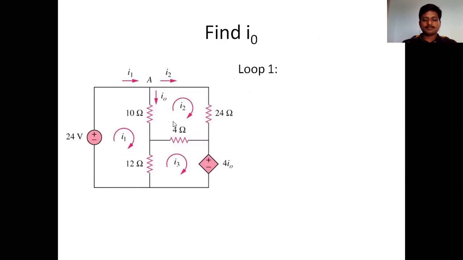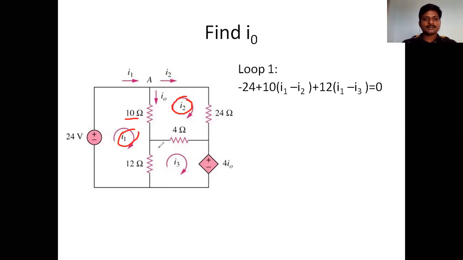So it is minus 24 because I1 current is entering here, minus 24 plus 10 into I1 minus I2. So here you can see 10 into I1 minus I2, because I1 is greater than I2 and I3, and the voltage drop across the 10 ohm resistor is 10 into I1 minus I2. Like that you have to write.